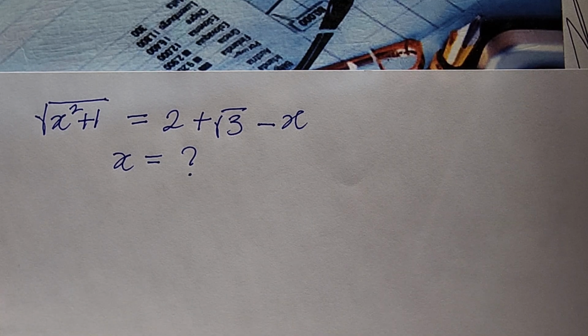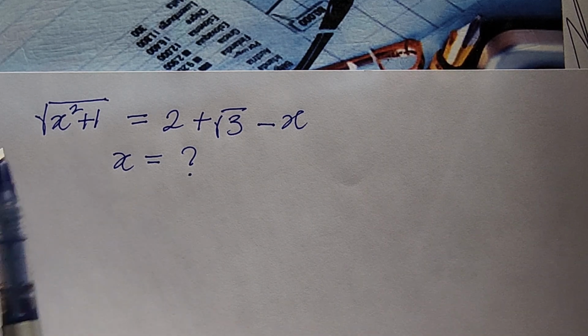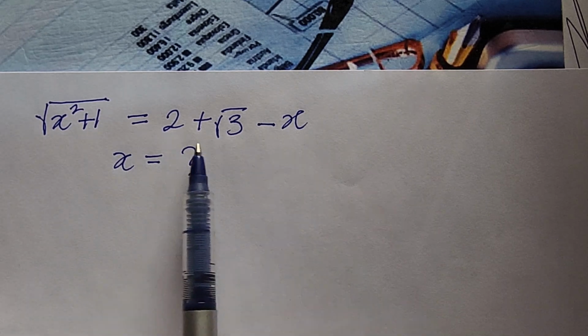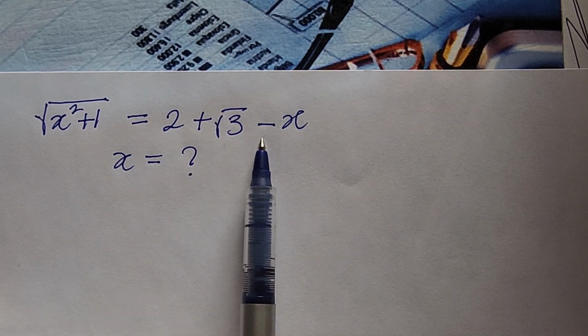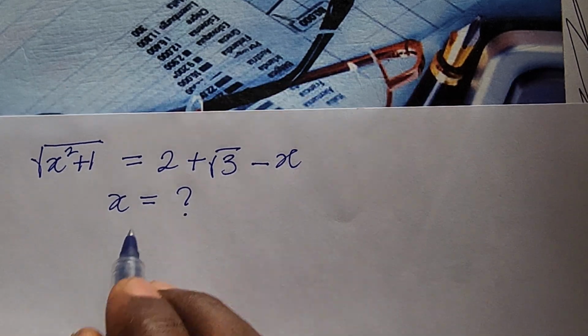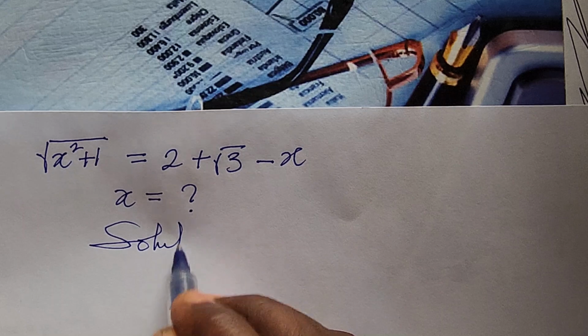Here we have this radical equation before us. The question is: square root of x to the power of 2 plus 1 equals 2 plus root 3 minus x. What is the value of x? So let's take our solution to this. Solution.